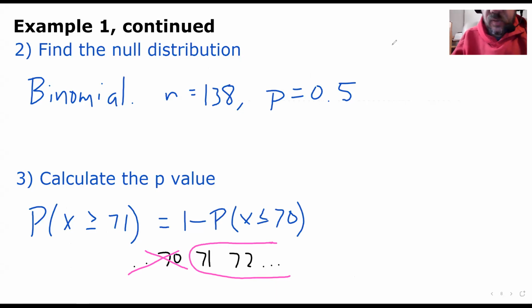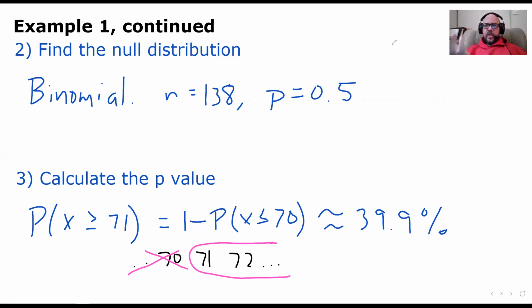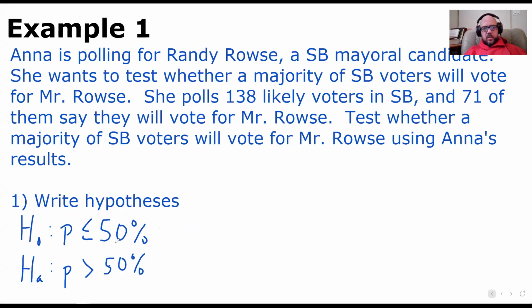And so this is about equal to 39.9%. So it's pretty likely that we would see 71 or more yeses in 138 trials if it was actually the case that less than or equal to 50% of voters would be voting for Randy Rouse, or I guess equal to 50%, which is the thing we actually use.